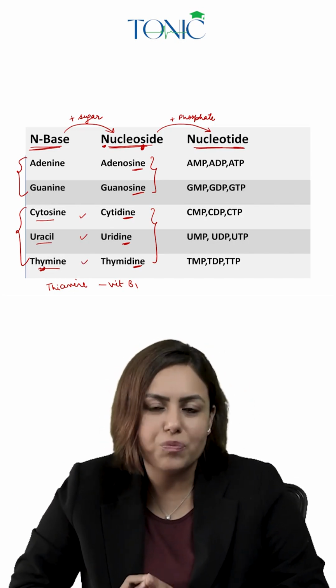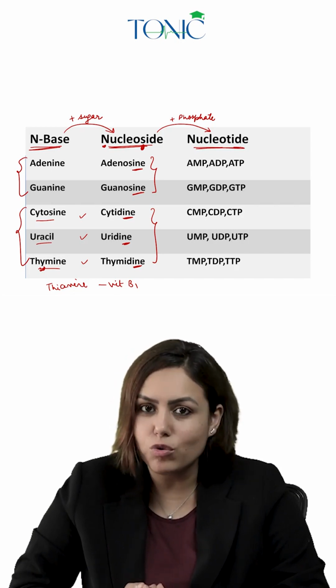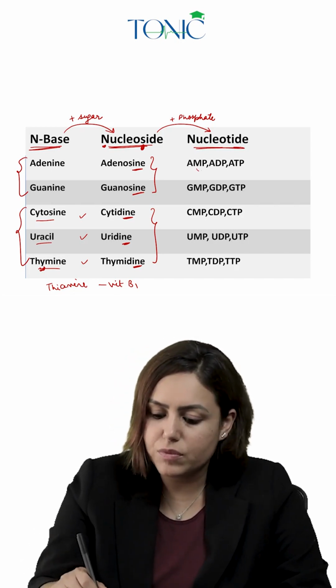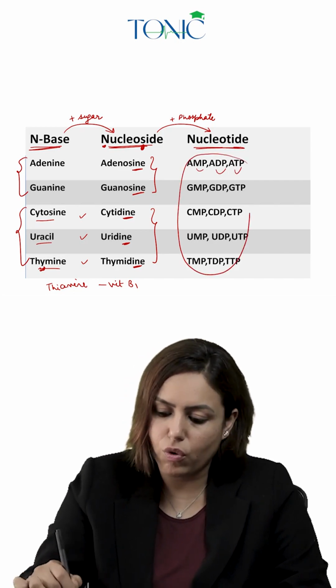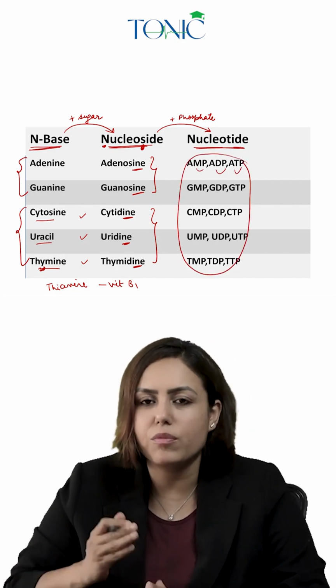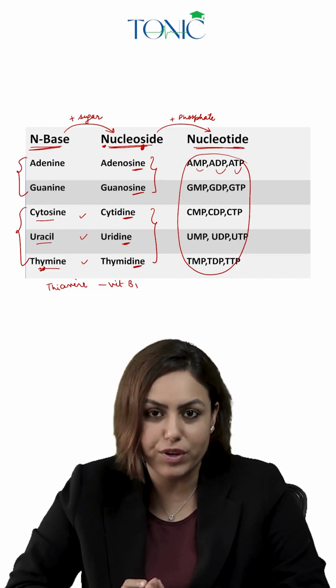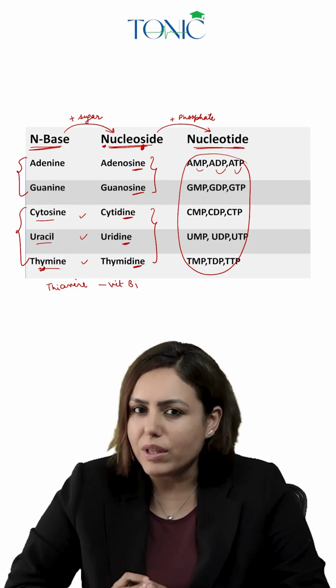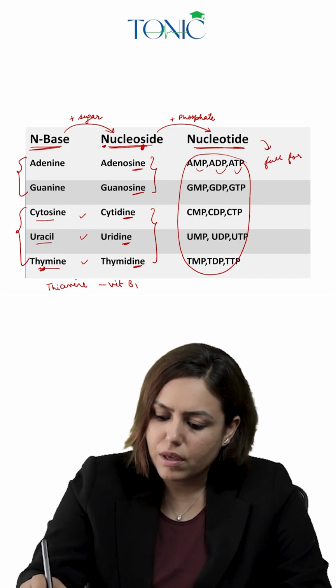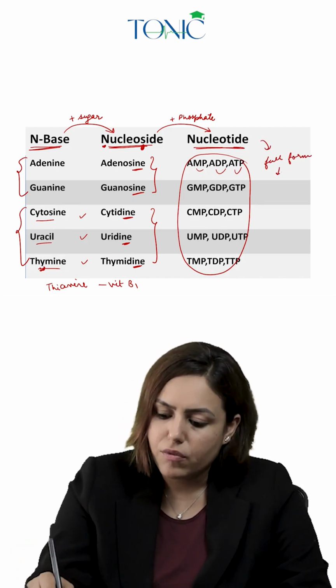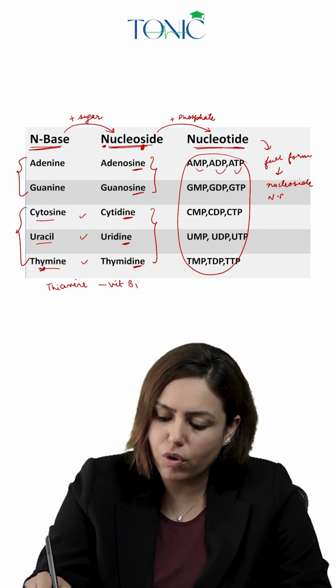Coming to the third column, here we have to add phosphate in the nucleoside. So this is monophosphate or diphosphate or triphosphate. For all of them, this way you can make monophosphate, diphosphate and triphosphate. But now tell me one thing. What is the full form of nucleotide? In the full form of nucleotide, will you use the name of nucleoside or the name of nitrogenous base?